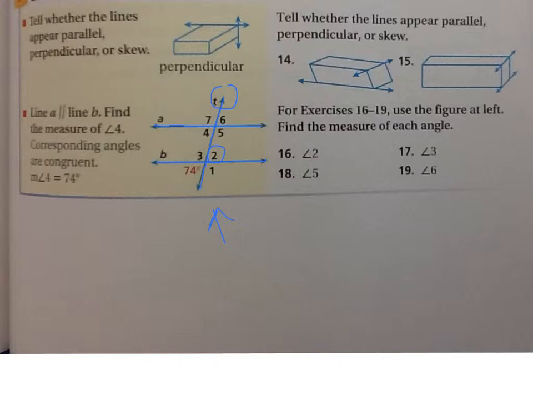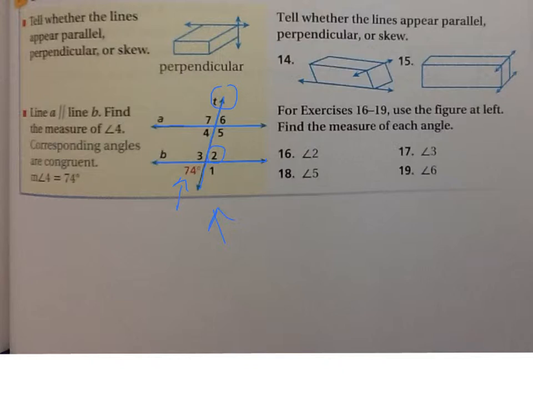And then the other rules that you will use will be your transversal rules, which are on the side of your foldable. So there's going to be a total of 1, 2, 3, 4, 5 things you can be checking for to figure out these missing angle measures. So let's look at angle 2 first. We only have 1 piece of information that the textbook gave us. This angle is 74 degrees.